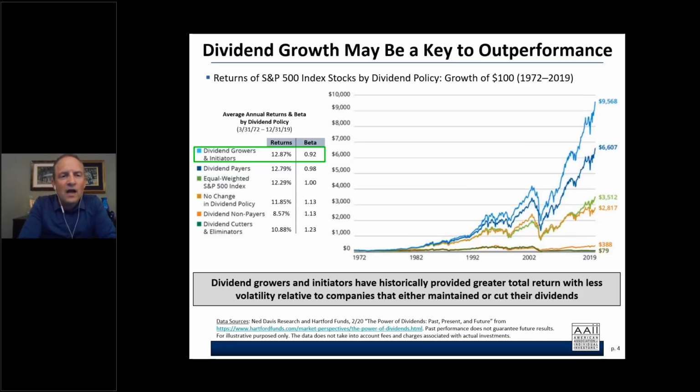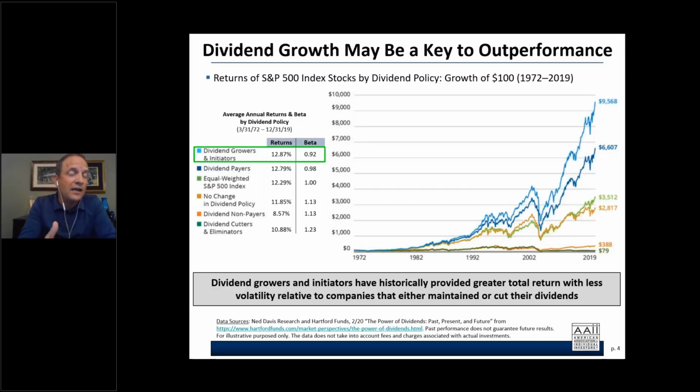And really I've highlighted the first one. It's called dividend growers and initiators. So of this group, they also looked at dividend payers. They also looked at dividend non-payers. And you can see there that for the dividend growers and initiators of this study, the returns were highest for companies that were dividend growers. And also beta, which is a measure of market risk, it was actually lower risk.